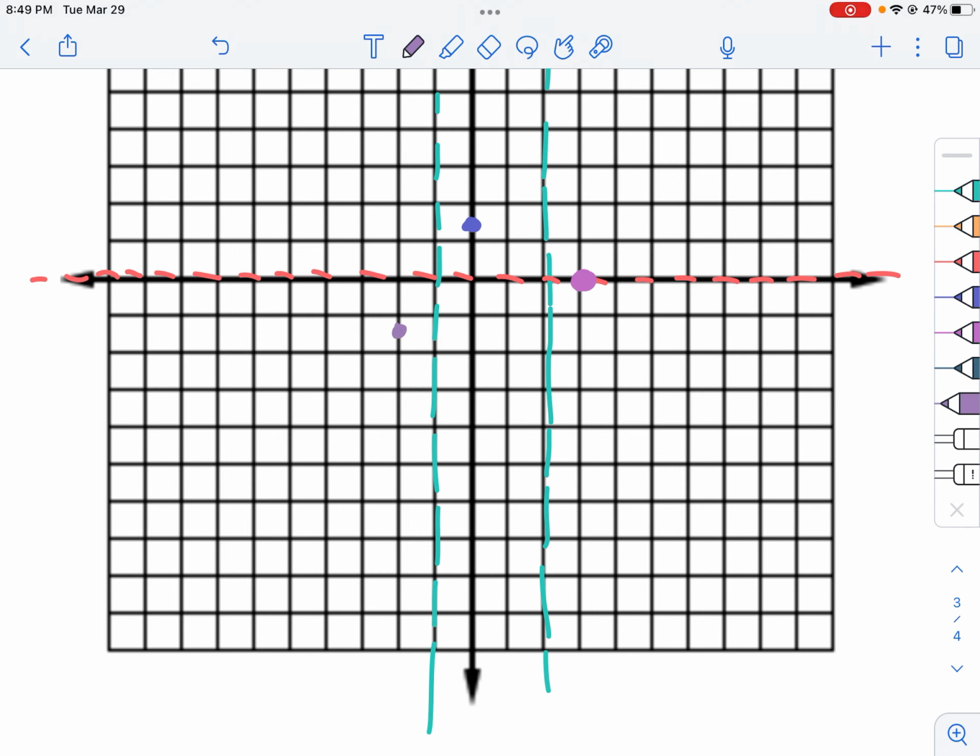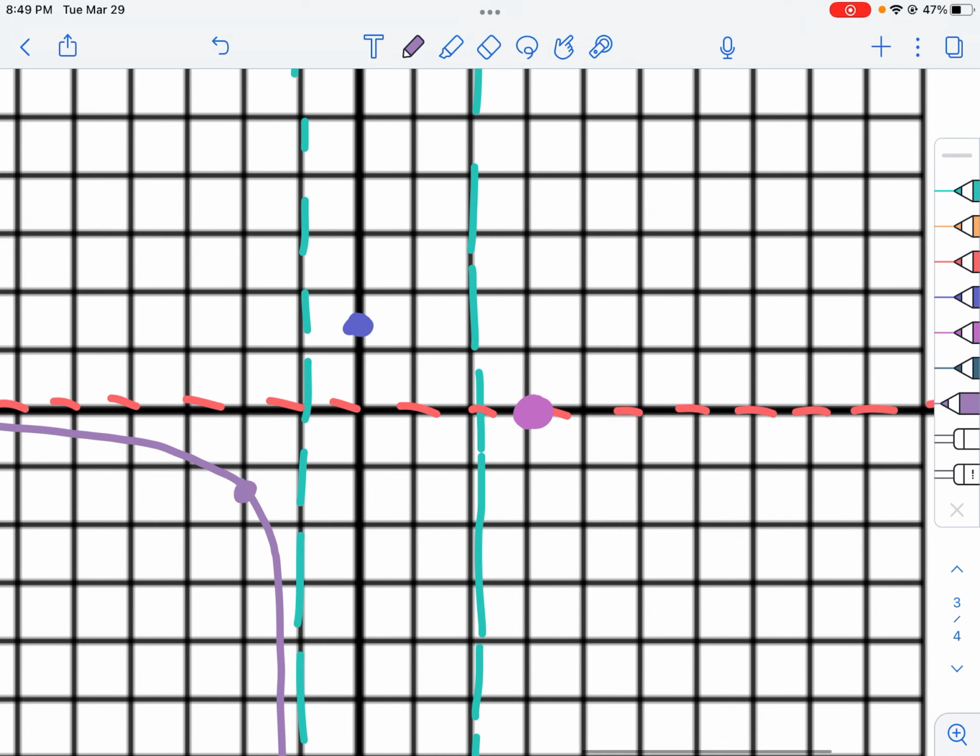And having 1 point near horizontal asymptotes or vertical asymptotes is good enough because we follow the asymptotes and we go through the point. So there's that left side of this graph.